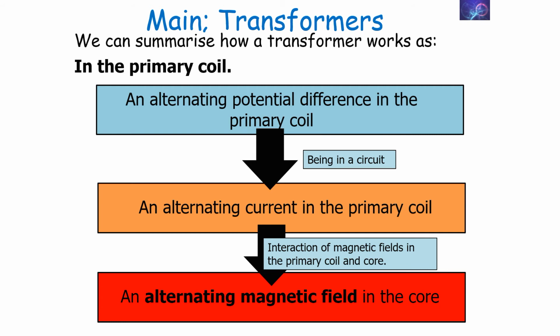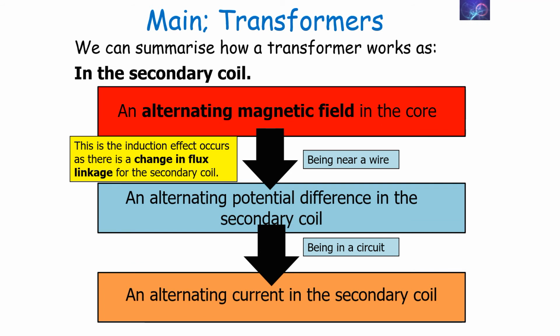In the primary coil, an alternating potential difference, due to being part of a circuit, will produce an alternating current in the primary coil, which will then interact with the magnetic field in the core to produce an alternating magnetic field in the core. Then in the secondary coil, an alternating magnetic field in the core will lead to an alternating potential difference in the secondary coil via the induction effect, and because the secondary coil is part of a complete circuit, an alternating current is produced in the secondary coil.